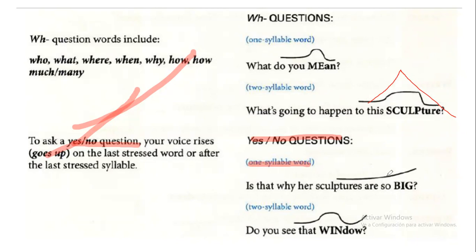What happens with two syllable words? It goes like this. Do you see that window? Window. Do you feel this bump, this little bump here? Because in this word, the stress goes on win, but we also have to go up in the final O, the final diphthong.